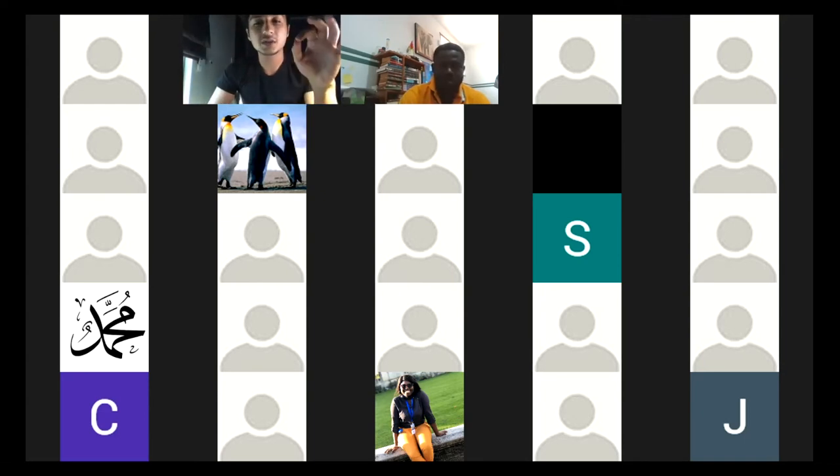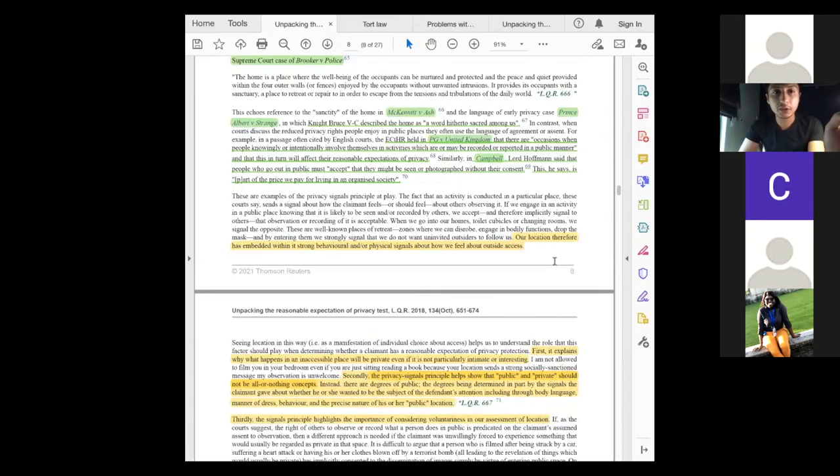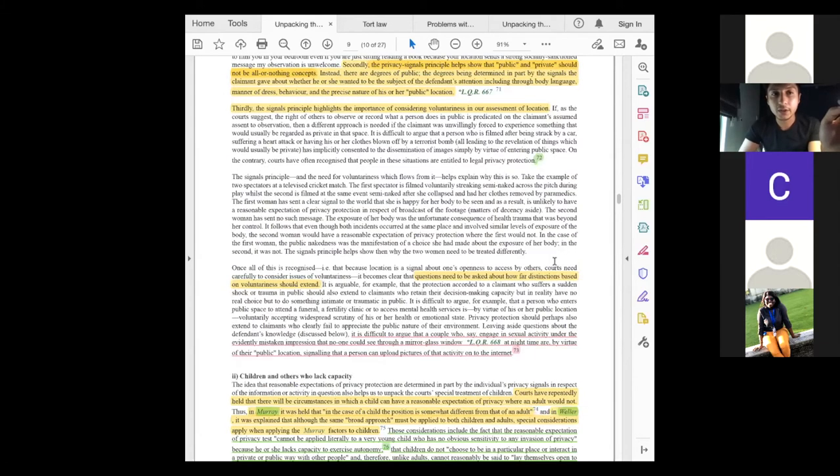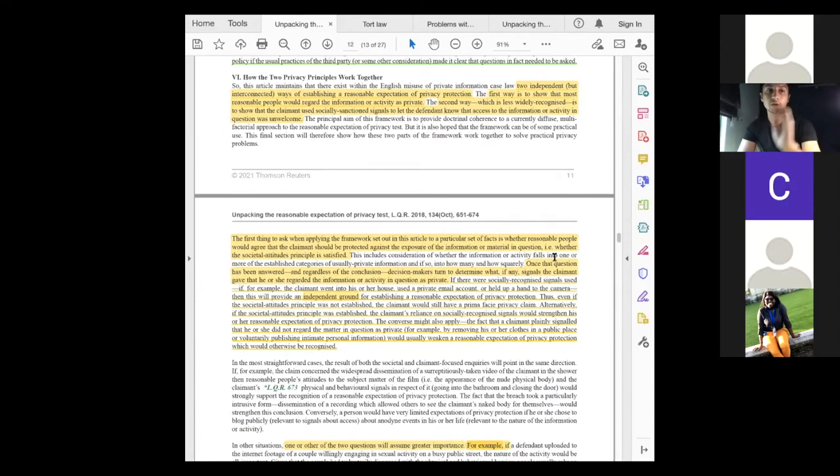So there was this question also, which I sent, one of the questions: the three roles that location plays in the reasonable expectation of privacy. We are going to touch upon that also when we do the questions. I think it is very important that you read this part, this is probably where most of the understanding of the article comes from. This part, the sixth part of the article, is how the two privacy principles work together.